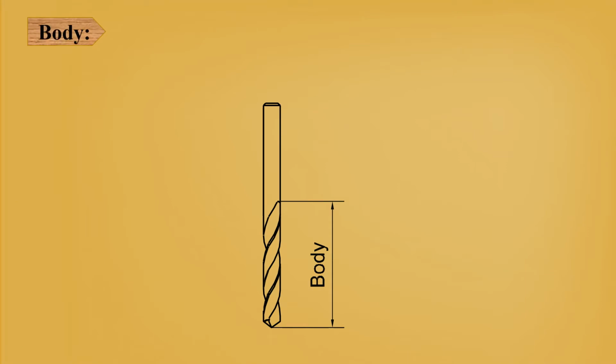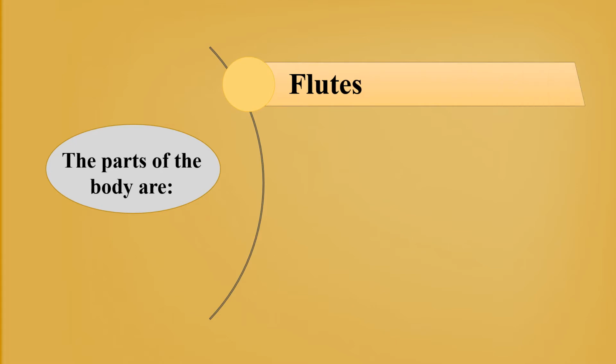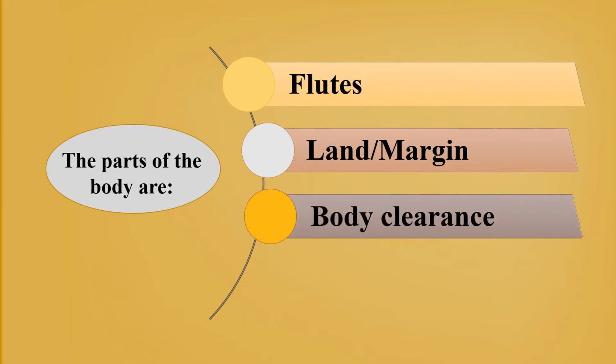Body. The portion between the point and the shank is called the body of a drill. The parts of the body are flutes, land or margin, body clearance, web.